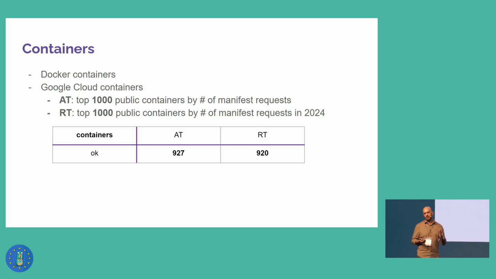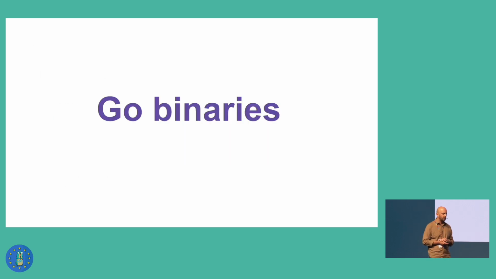Basically, we can access 93% of these containers. Some containers got deleted in the meantime, they became private in the meantime, or they had some issues, so we just couldn't access them. And by the way, one thing I want to mention is that there are about 230 containers that are present in both of these sets. Okay, so we have the containers, we have the contents. Let's look at the Go binaries.